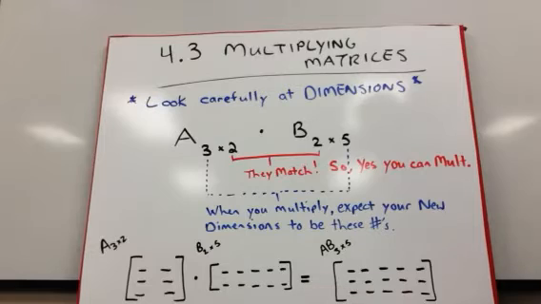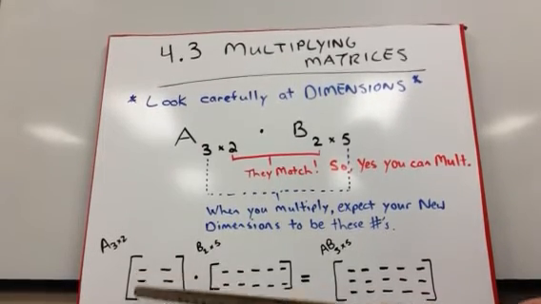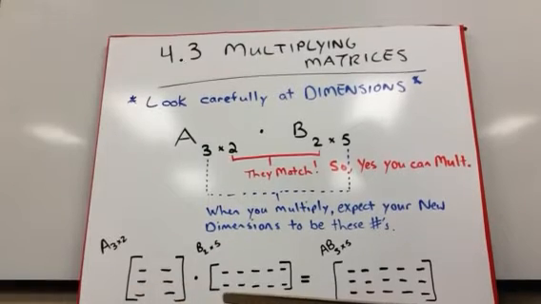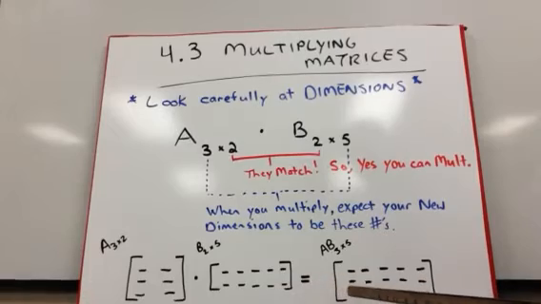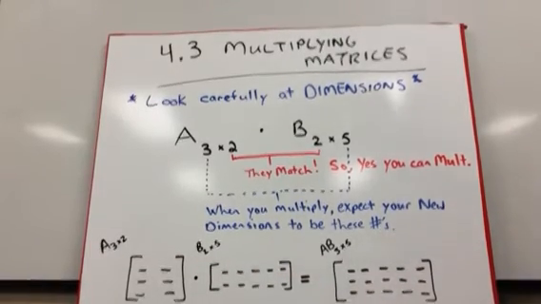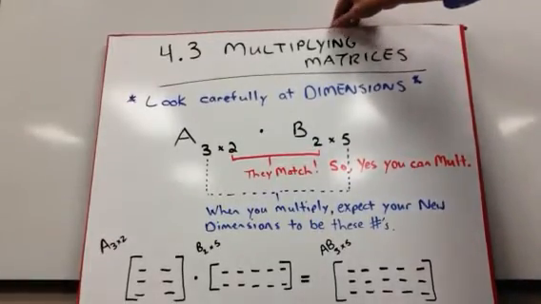It may look kind of odd, but it does work out. I didn't put numbers or variables into this, but you can see the blanks. So A is a 3 by 2, multiplied by a very different looking 2 by 5, but it works out to where you get the 3 by 5 in the end. Alright, take note of that. If you need to pause the video and take some notes, go ahead and do that.